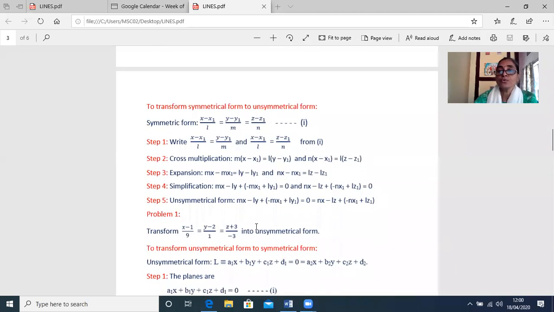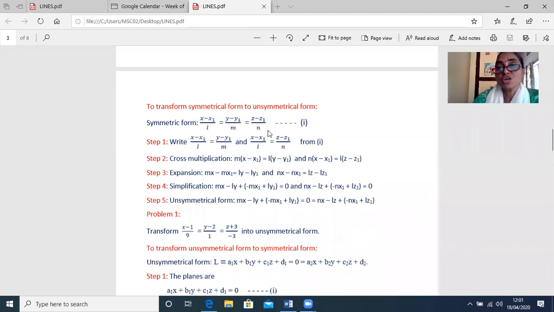Today I'm going to explain to you again, as a revision, how to transform a line from symmetrical to unsymmetrical and unsymmetrical to symmetrical. How to transform a line which is in symmetrical form to unsymmetrical form. Girls, this is very simple actually. You have seen this already in the class.